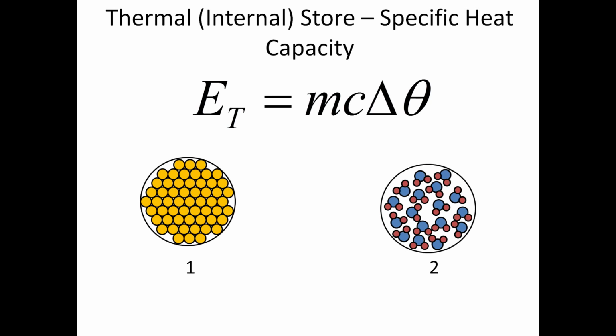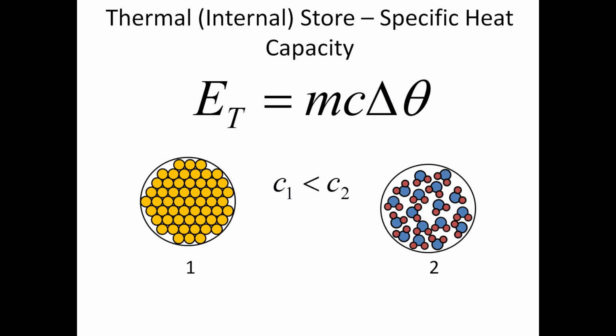Next, specific heat capacity. This property varies from material to material. So the example we have here is on the left we have gold, and on the right we have water. Now there may be more atoms in the gold, and it may have more mass. However, gold cannot store as much energy in its thermal store as water can.